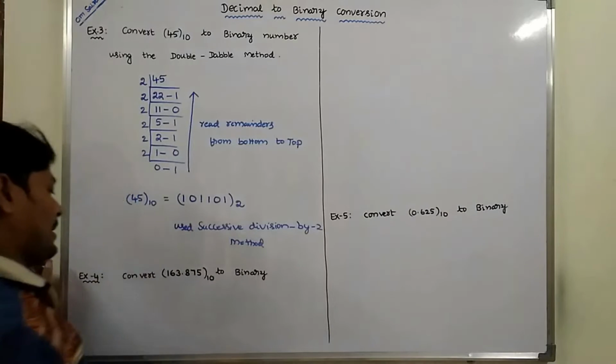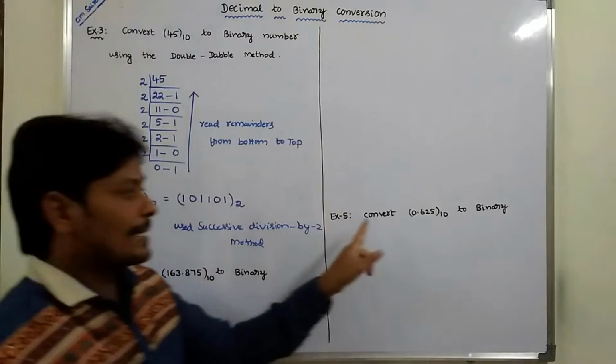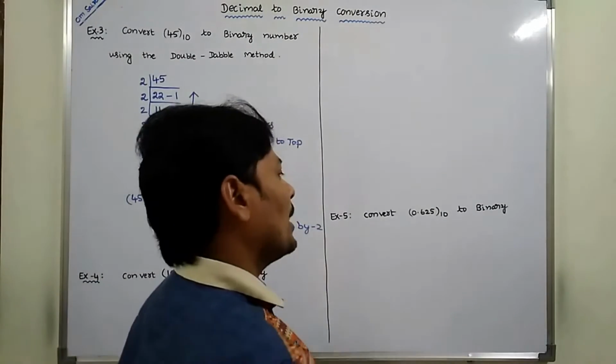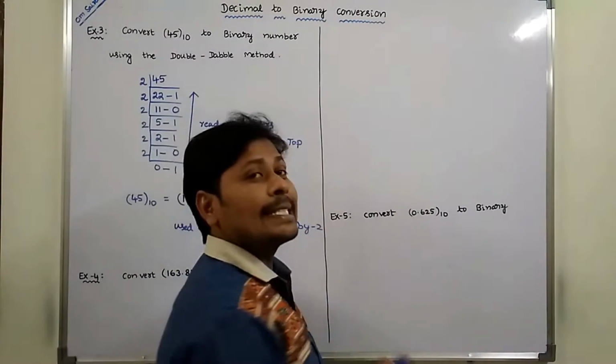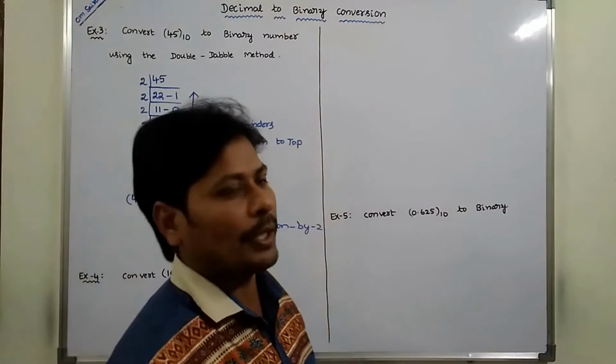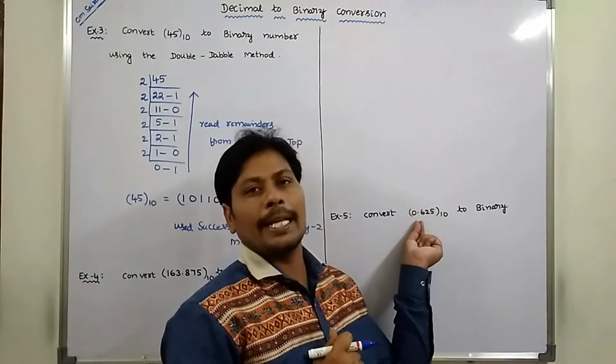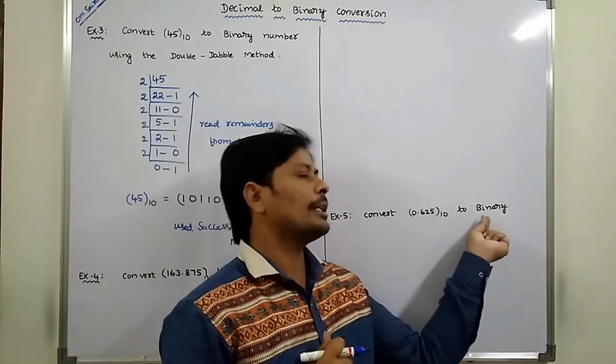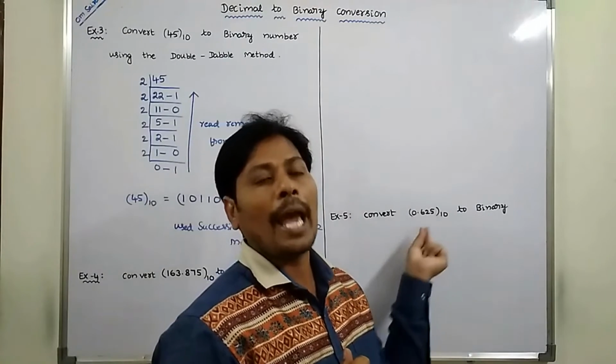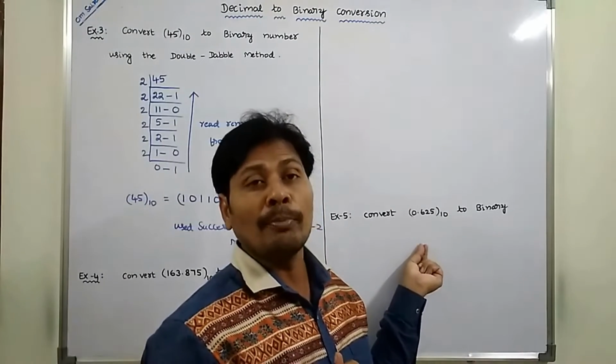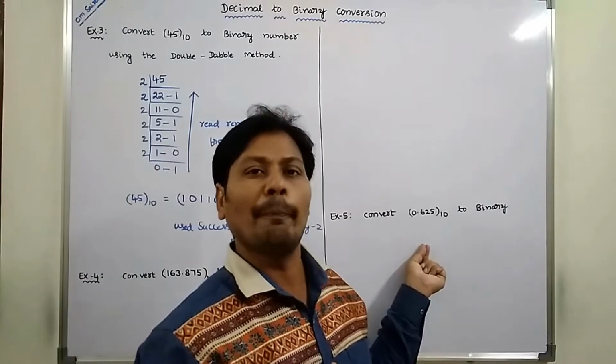Okay, next we go for this example problem. Here this is a decimal fraction part. To convert this decimal fraction number into a binary number, we have to use the successive multiplication by 2 method.